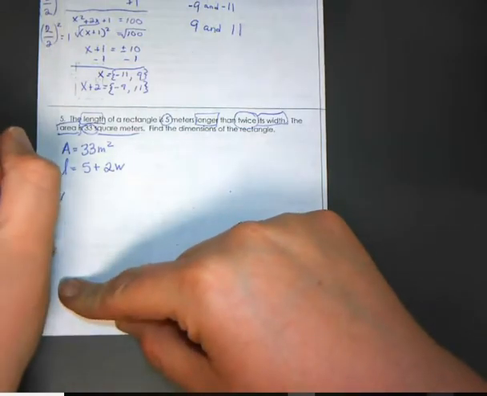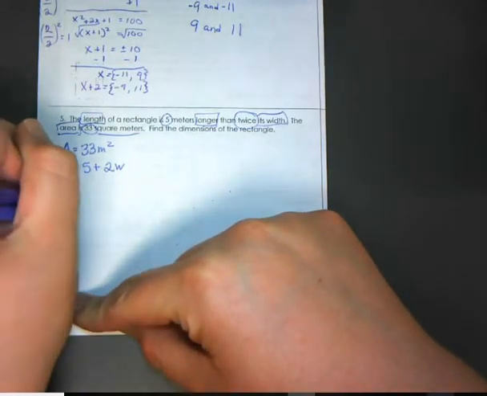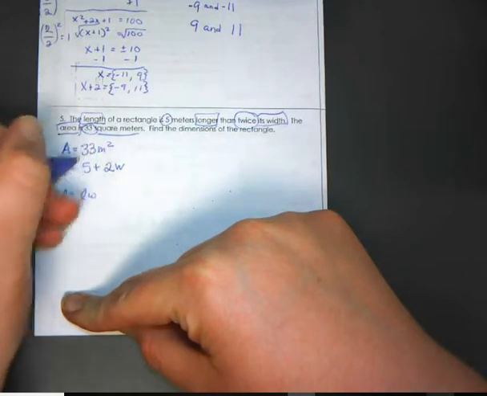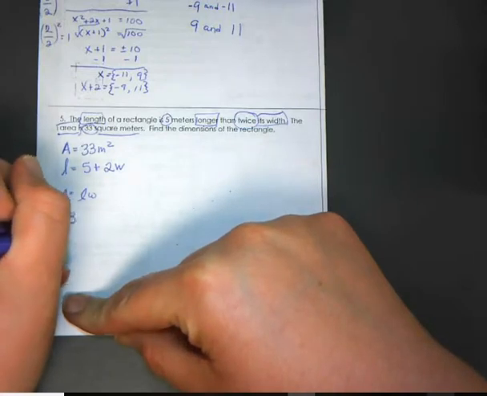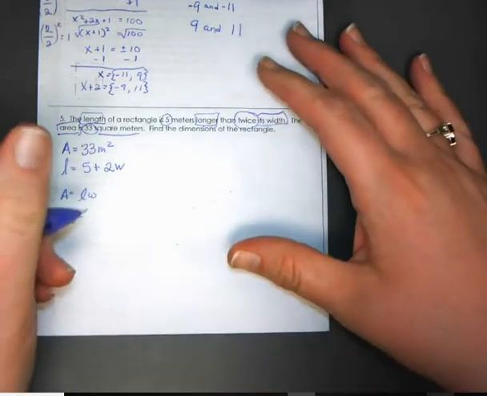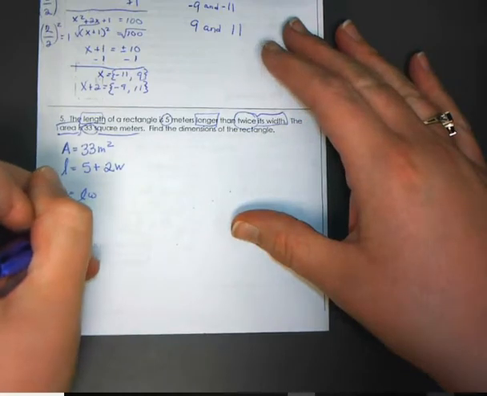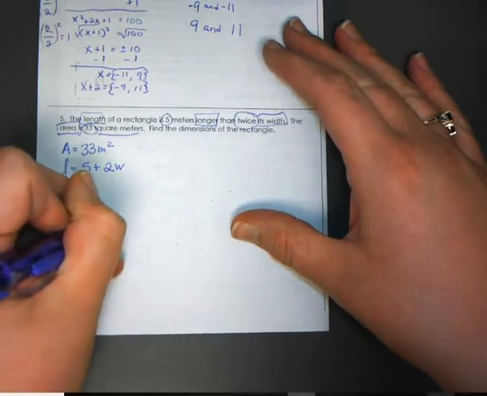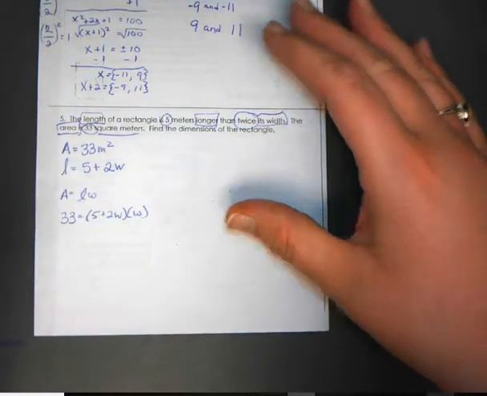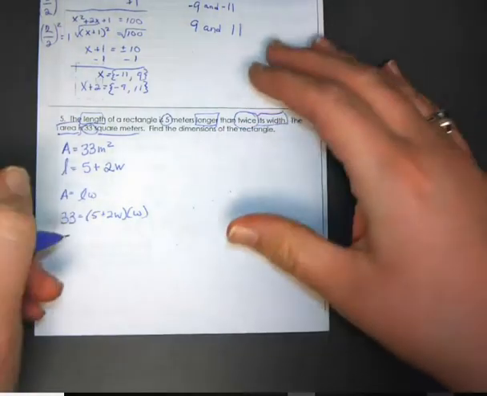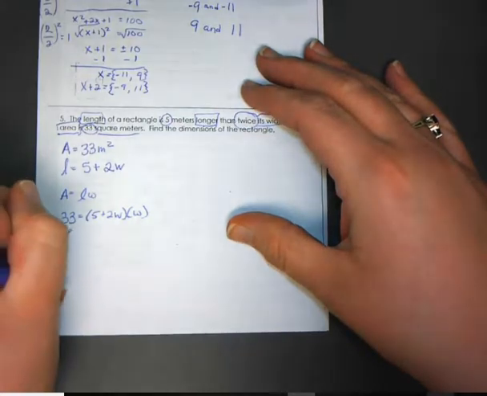Now we know that area is equal to length times width. So we're going to go ahead and write this in terms of width. So we're going to have our 33 equals our 5 plus 2w times w.